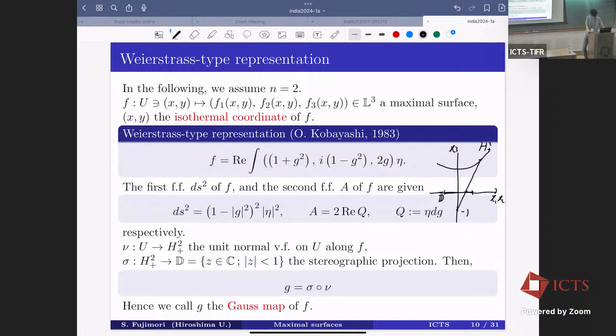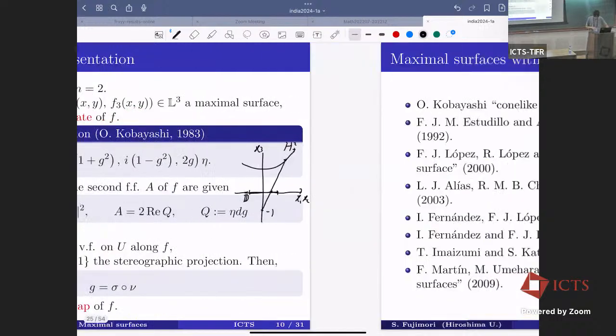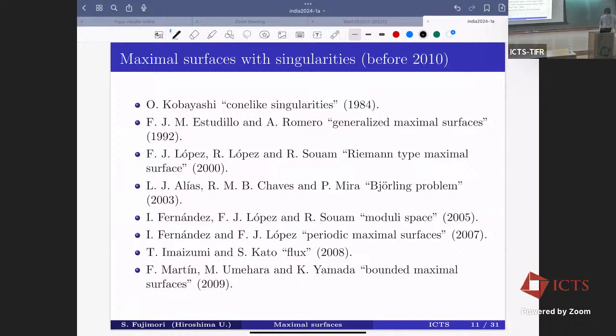So this G is a meromorphic function, but actually it is the composition of the unit normal vector field and the stereographic projection. Thus we call G the Gauss map of the surface. Okay. So this is a Weierstrass type representation.